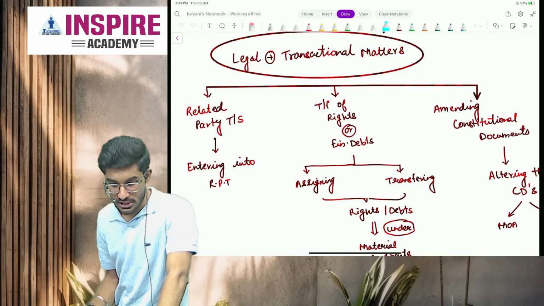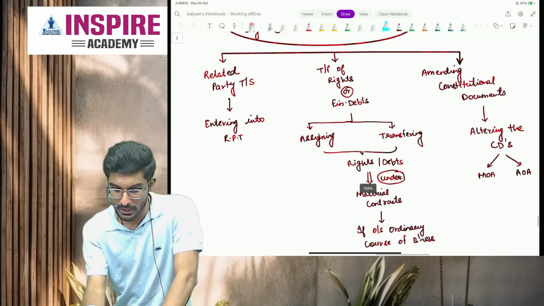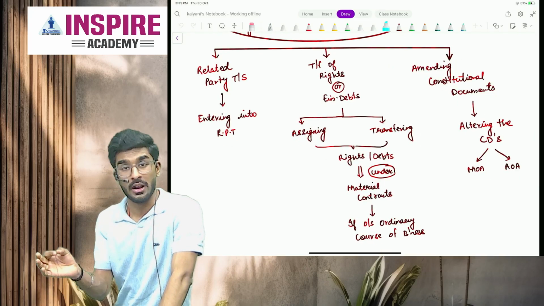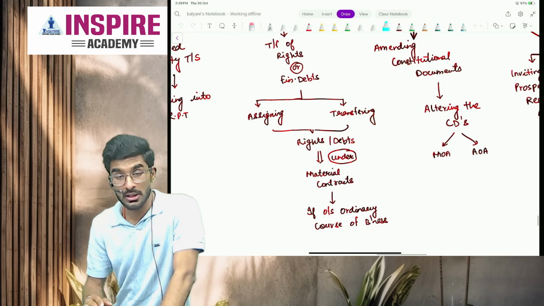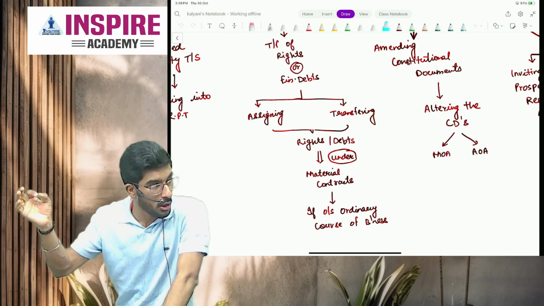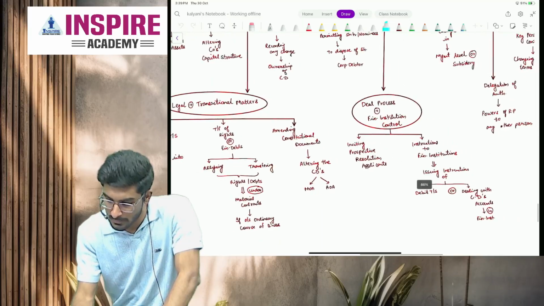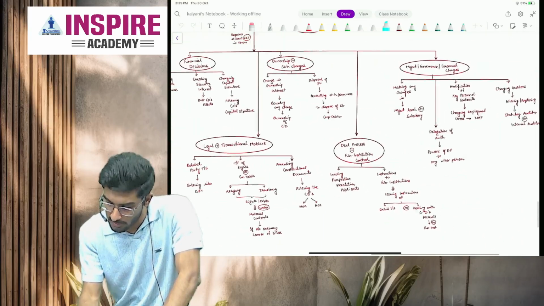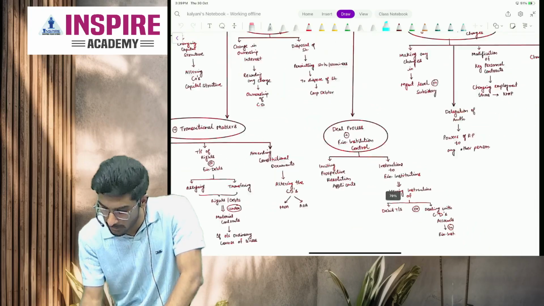Related party transactions entering into RP will require COC's approval. Number two is if you are transferring rights or financial debts, it will require COC's approval. And next is if you are amending, if you are changing the constitution documents, it will require COC's approval. And next is deal process. Yes. This is also done, people.